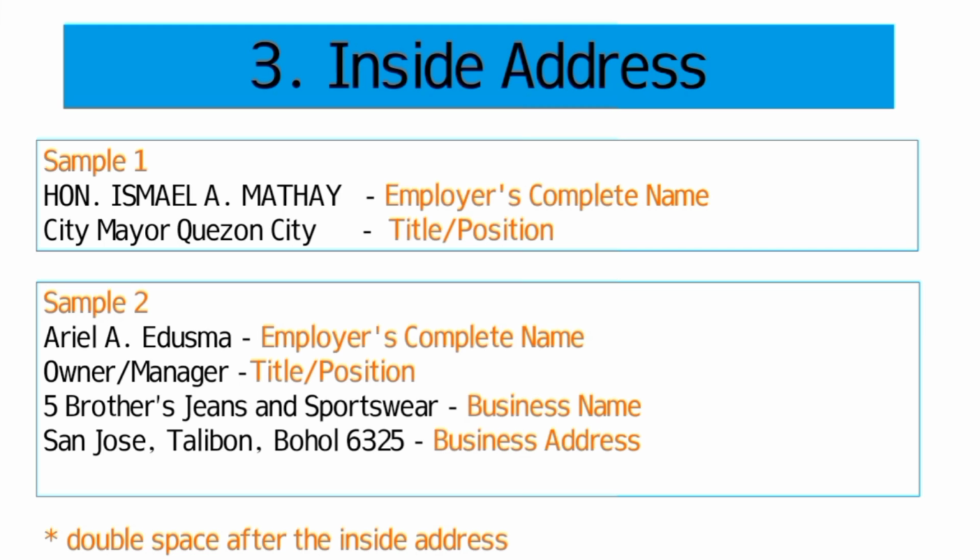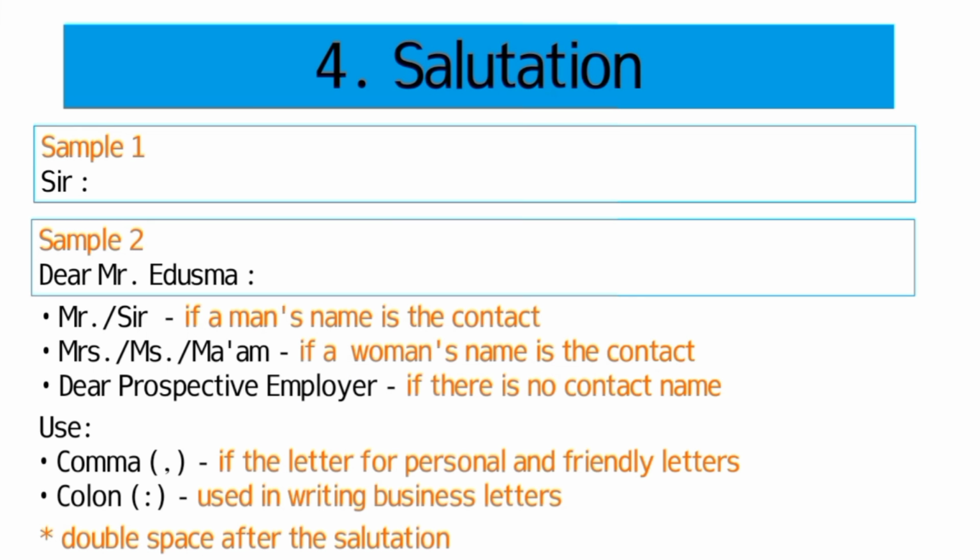While if you are applying for an advertised position that does not give a name to contact, call the company and ask for the department manager's name. Then a double space after the inside address. In part four, the salutation, we choose the appropriate way to address the contact person.